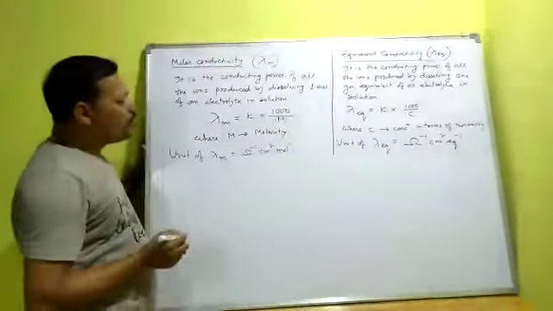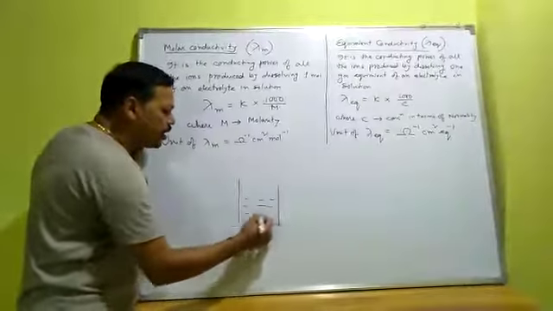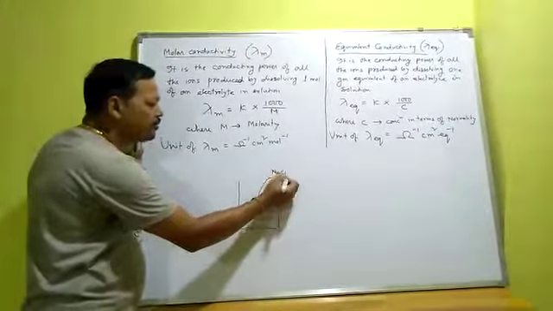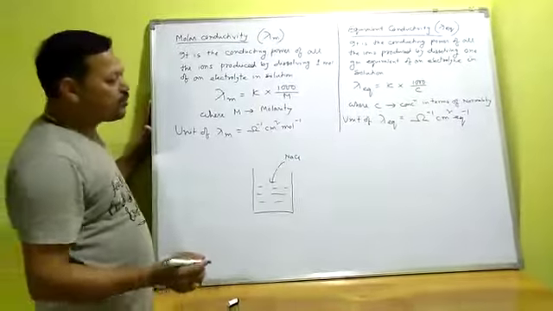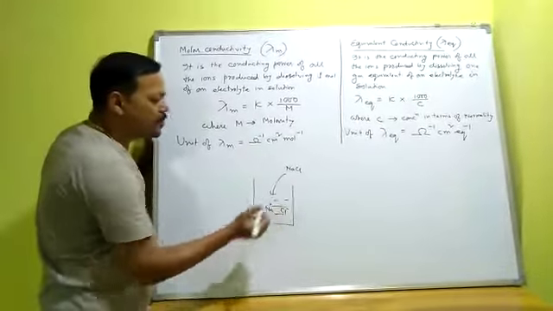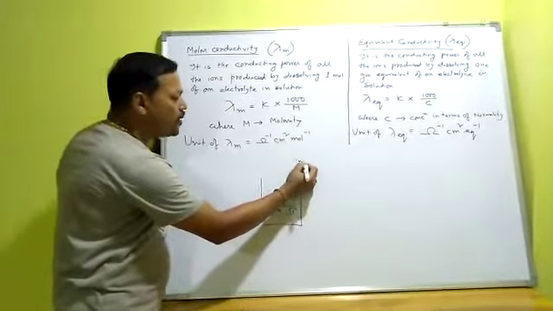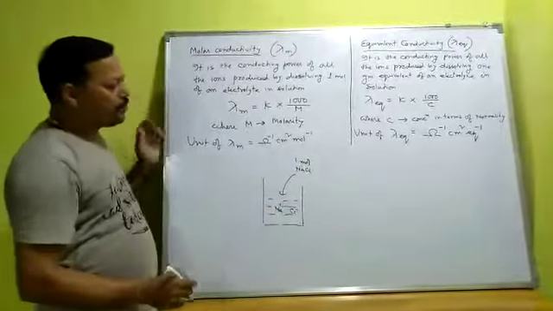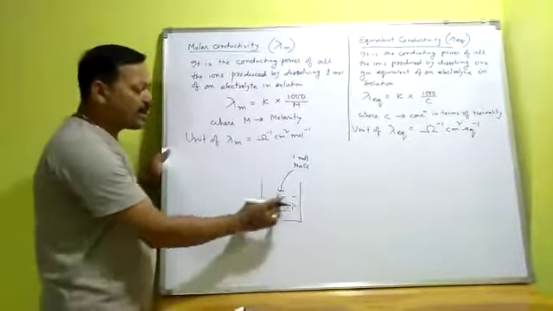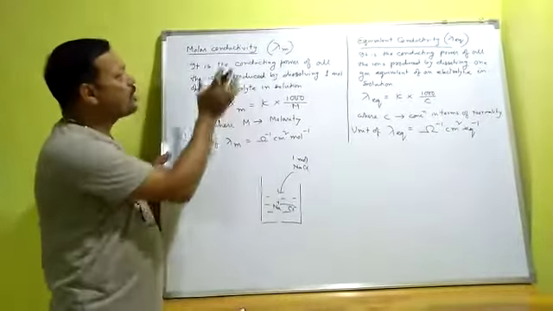So what is the meaning of molar conductivity? Suppose there is a solution and in the solution you apply some electrolyte, and suppose your electrolyte is sodium chloride. You know, electrolyte means the substance which can produce ions. So when sodium chloride is dissolved in water, it produces Na plus and Cl minus. Now if you dissolve exactly 1 mole of NaCl in water, then how many ions will be produced, and that number of ions will produce how much conducting power? That is called the molar conductivity.